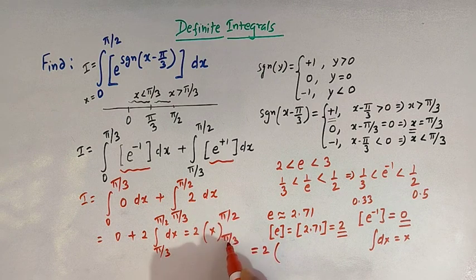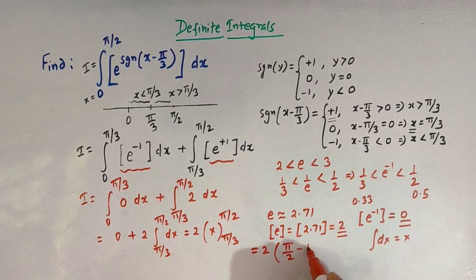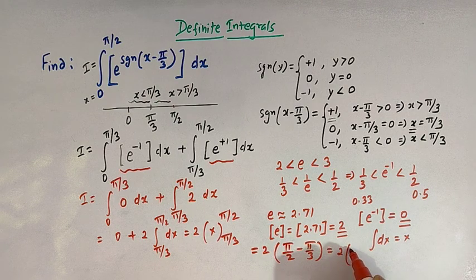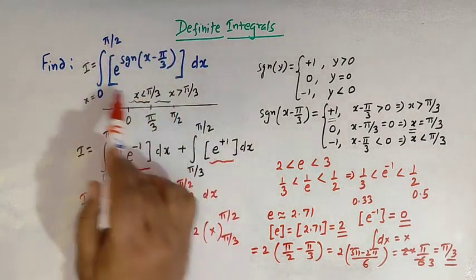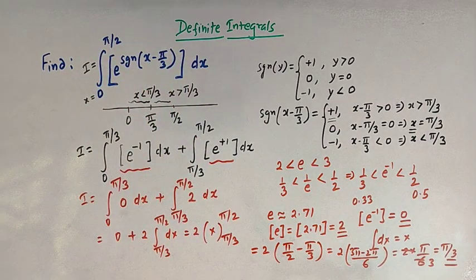Now we can write 2 times, where we substitute the limits and take the difference. So we have pi by 2 minus pi by 3. So this is 2 times (3 pi minus 2 pi) over 6, and this is 2 times pi over 6. So this is pi over 3. So the value of this integral is pi over 3.